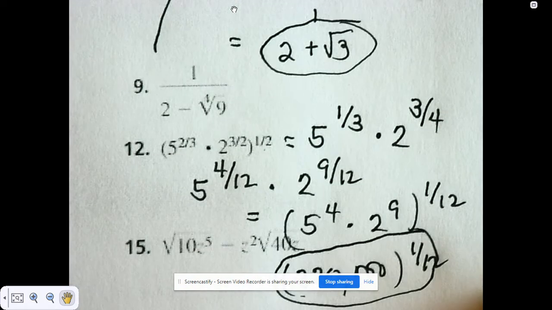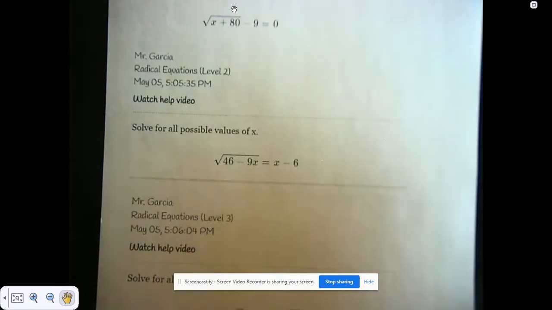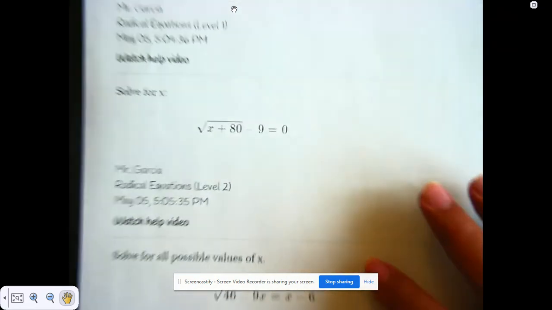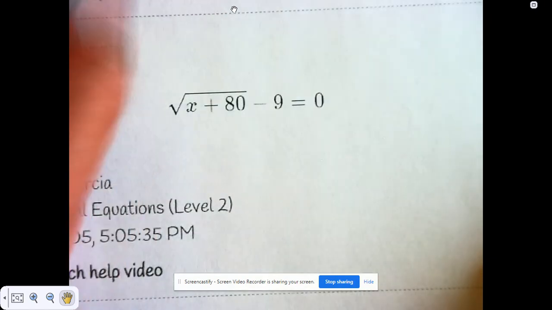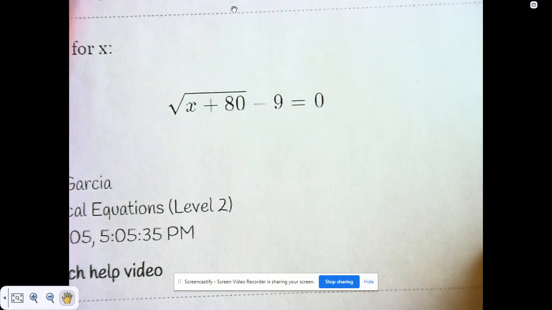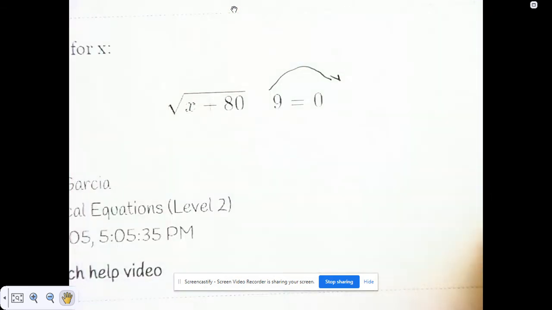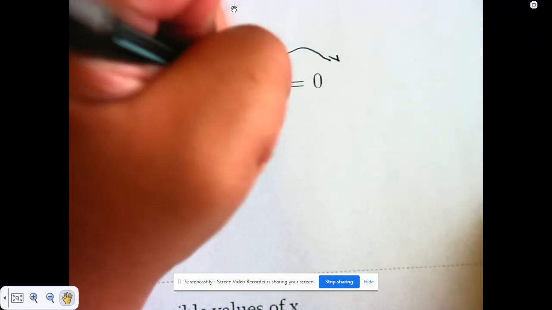So that's the first page. Now the next page of the review is the one that we did on Delta Math. So I'm going to discuss some problems there, just like this one. So this is simply, get the square, or you can put 9 to the other side first. So it's going to be the square root of x plus 80 equals 9.